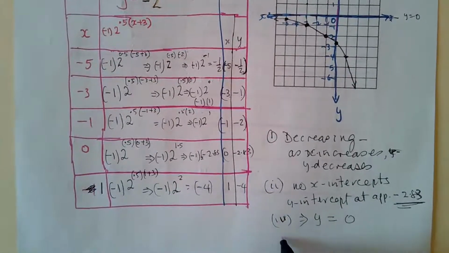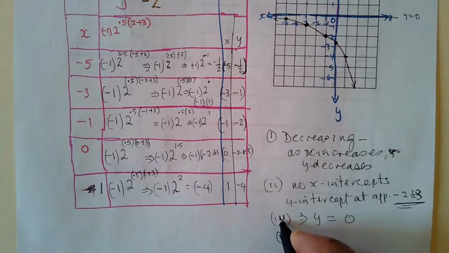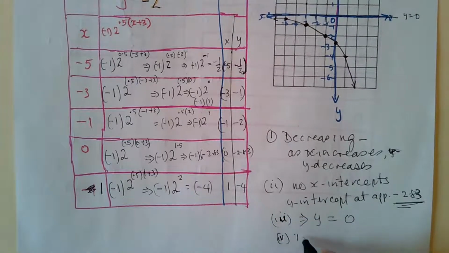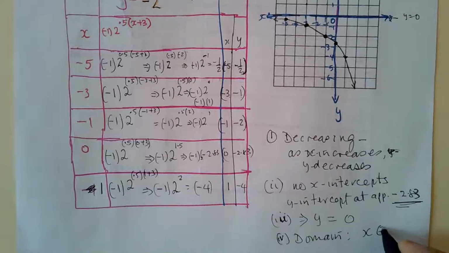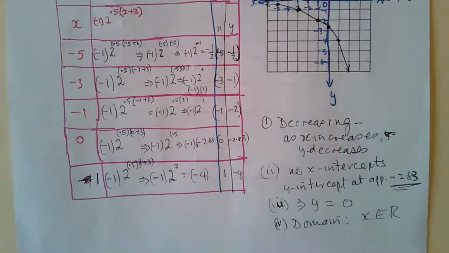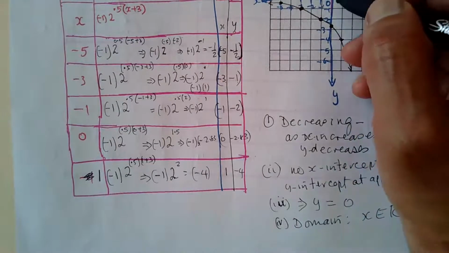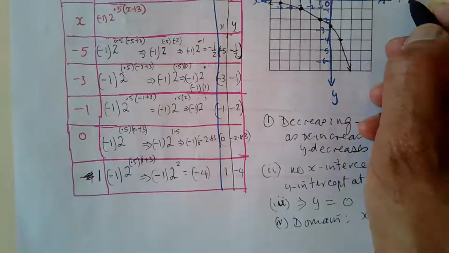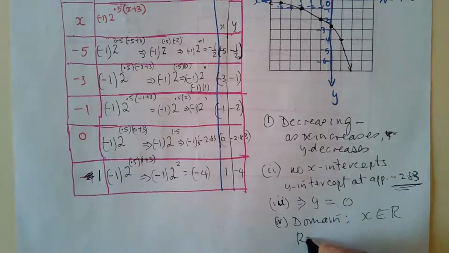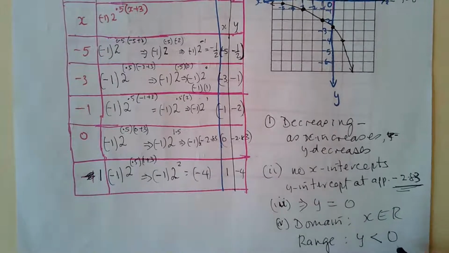And we have a domain and range. Domain: x is the set of real numbers. And the range: it's below the x-axis, so the asymptote is y equals 0. So we can say the range is y less than 0.